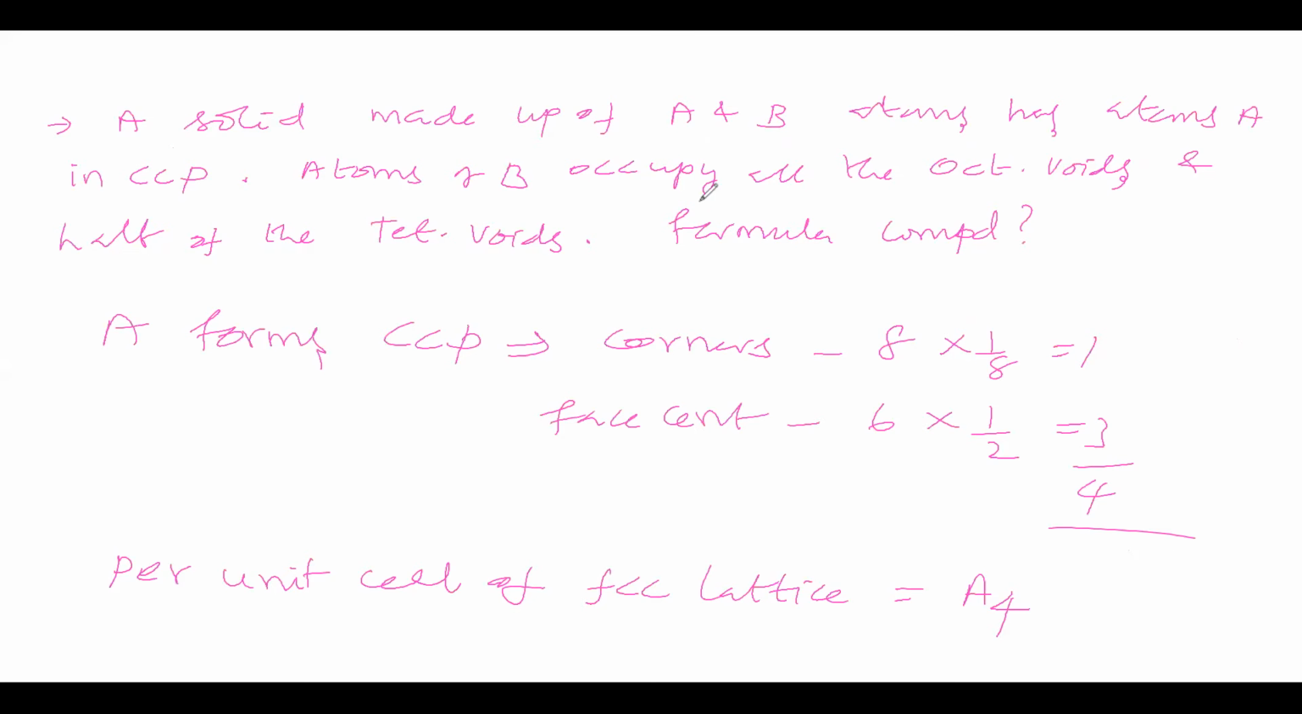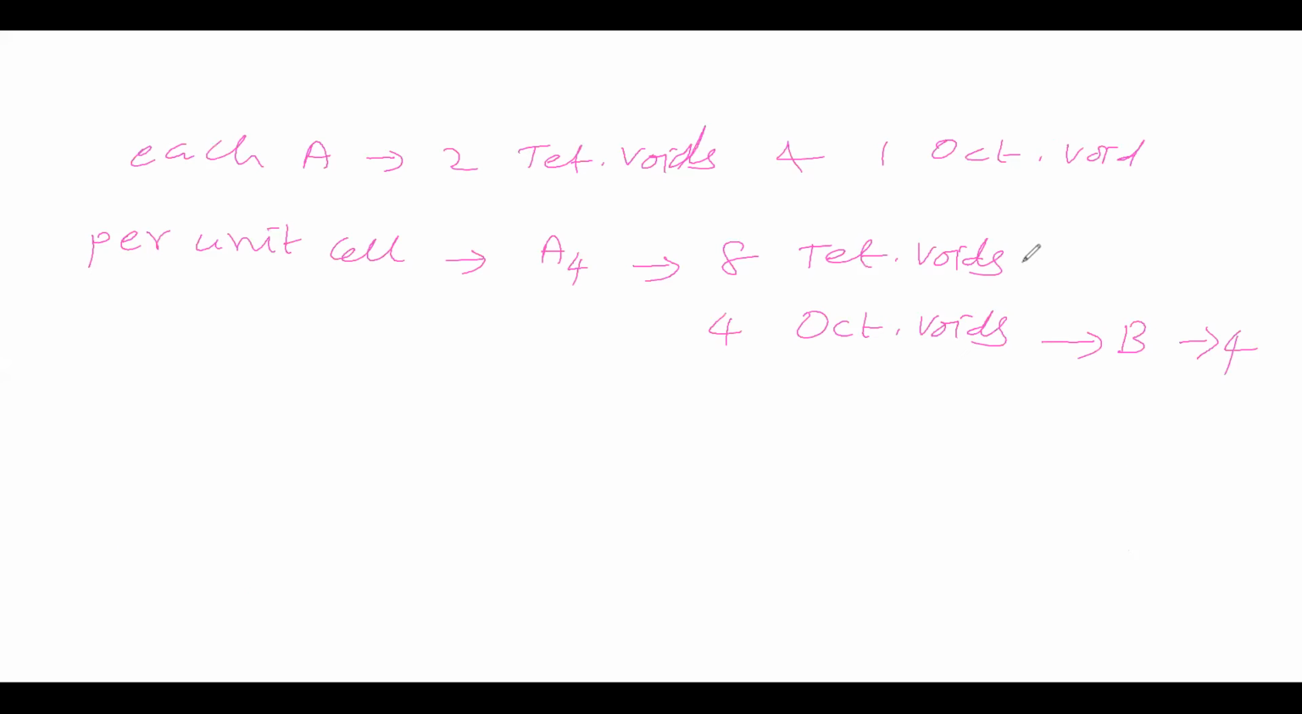Now, B is occupying half of the tetrahedral voids. So half of the tetrahedral voids B is occupying, therefore half of 8 is 4. So totally how many B? Here 4 and 4, so totally 8. So per unit cell A is 4, B is 8. So A4, B8. What is the formula of this compound? Okay. So the simple ratio is AB2. So the formula of this compound is AB2, we can say. Okay. We'll go for the next question.